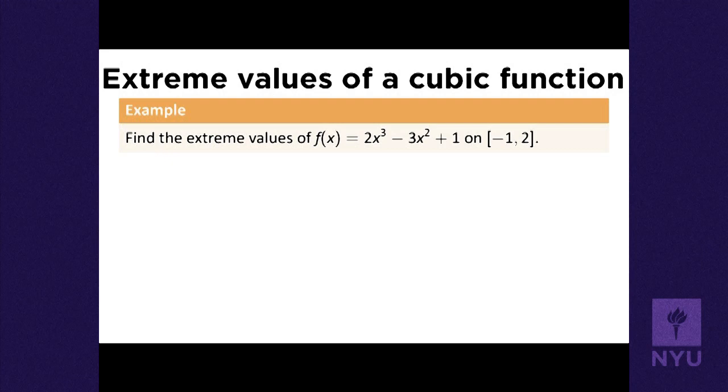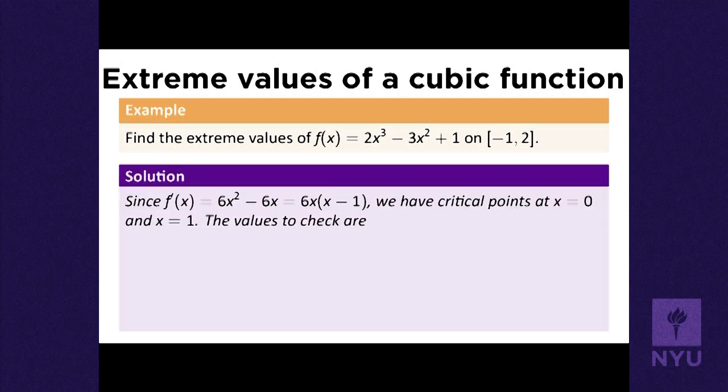Points where the derivative is 0, those are called critical points. So the derivative, we can just take it, is 6x squared minus 6x. And if you factor that, it becomes 6x times x minus 1. So if the derivative, f prime of x, is 0, then 6x times x minus 1 is 0. And the only way that can happen is when x is 0, or when x minus 1 is 0. The two critical points, then, are at 0 and 1.